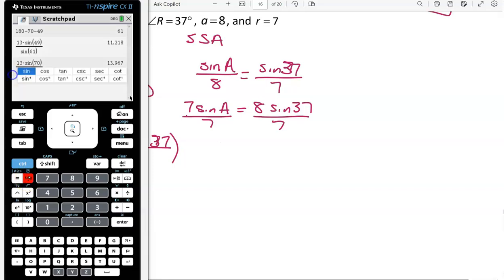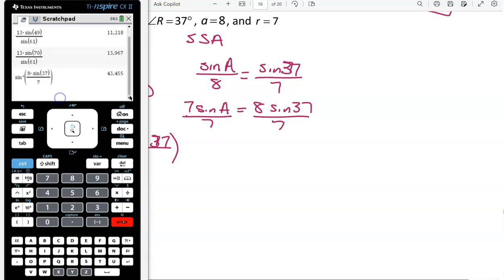So to find that value, sine inverse of, control divide, 8 times the sine of 37 degrees divided by 7, and enter. That'll give us 43.455.